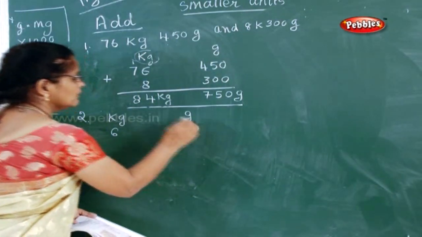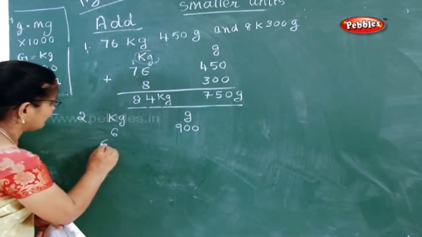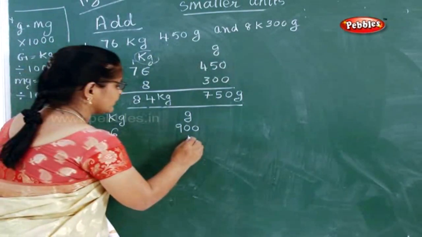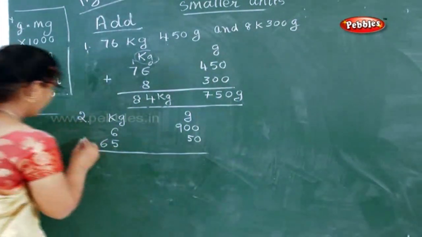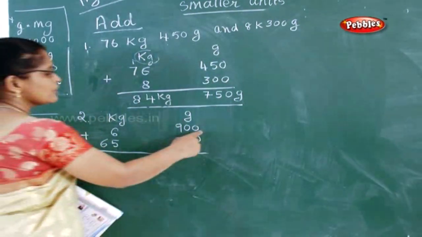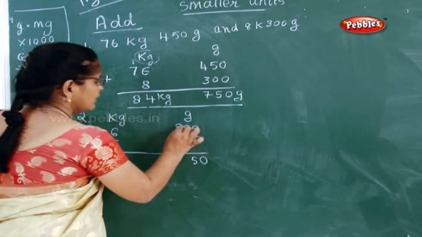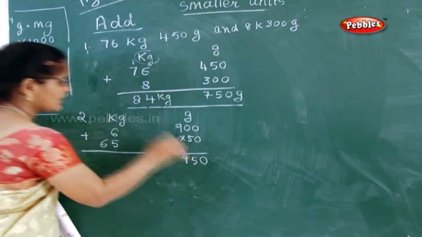900. Now what is the second one which we have to add? It is 65 kilos, and 50 grams. Now what you have to do? Immediately put it like this and add. What is 0 plus 0? 0. 0 plus 5? 5. Nothing is here under the 9, so straight away the 9 only has to be written.